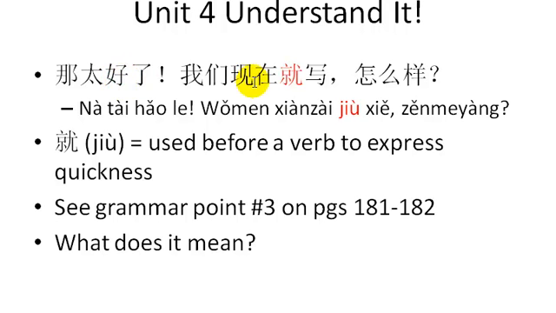就 is used before a verb to express quickness. Okay, so here you have 我们现在写, we right now write. And now Leo wants to express the urgency or the immediacy of this writing. She wants it to happen right now, like let's not wait a moment longer. Let's not hesitate anymore. Let's get a pen and paper out and do this writing right now. And in order to express that, the Chinese like to use this 就. Okay? 那太好了,我们现在就写. Okay? 怎么样?